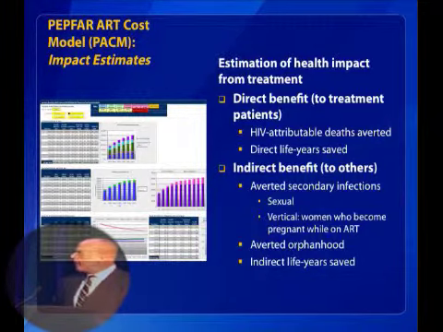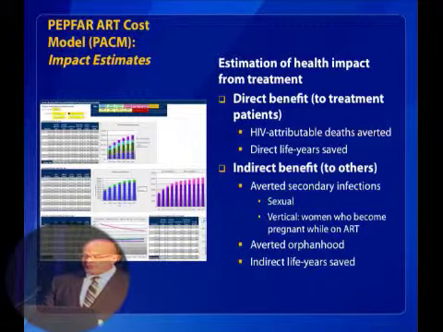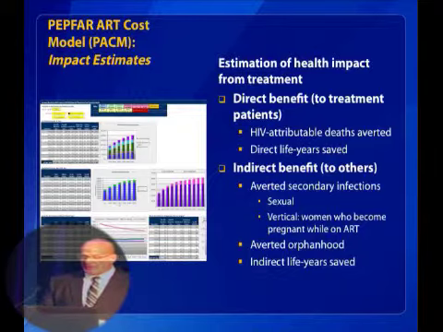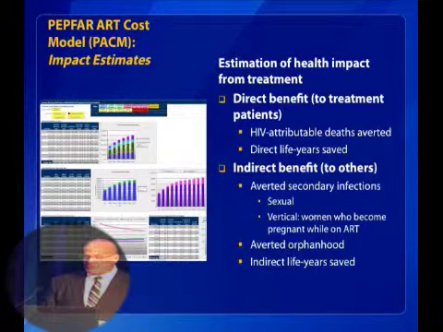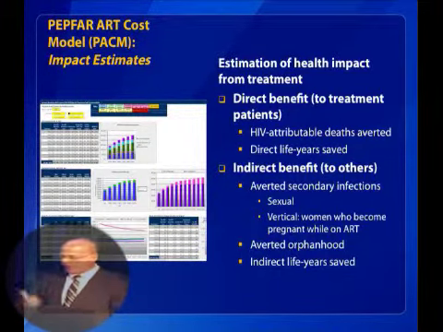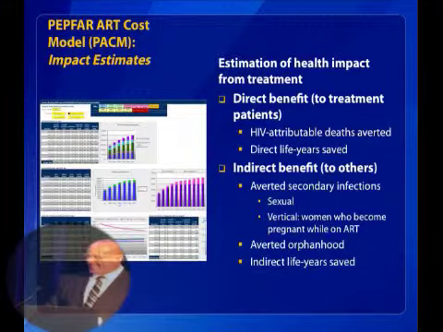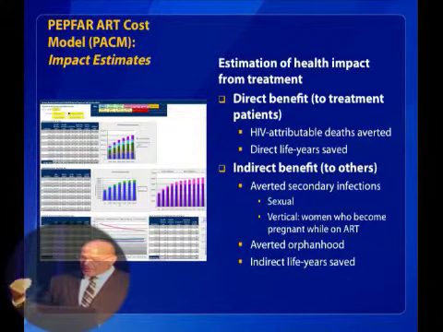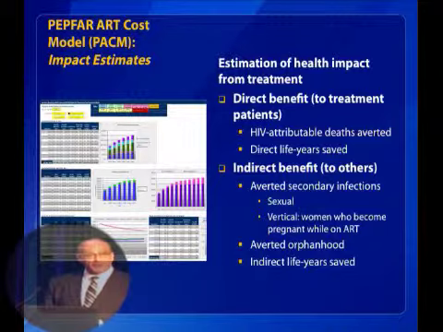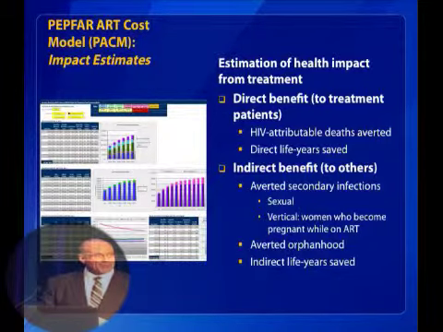So what we did was build out this cost projection model to estimate the health impact from treatment, both in terms of the direct benefit to treatment patients, HIV-attributable deaths averted, direct life years saved, and the averted medical costs associated with those, but also the indirect benefits to others: averted secondary sexual infections, which now crosses into Brian and Christoph's work, averted vertical infections for women who become pregnant while already on treatment for their own health, averted orphanhood, indirect life years saved, and the cost associated with this.